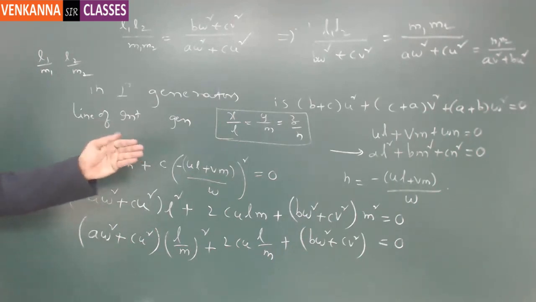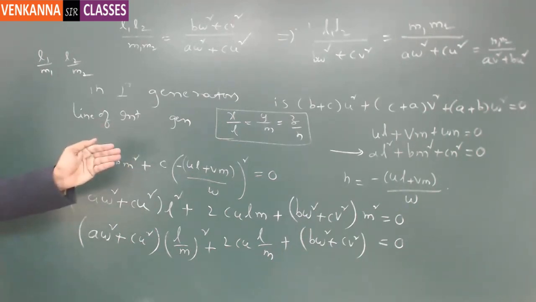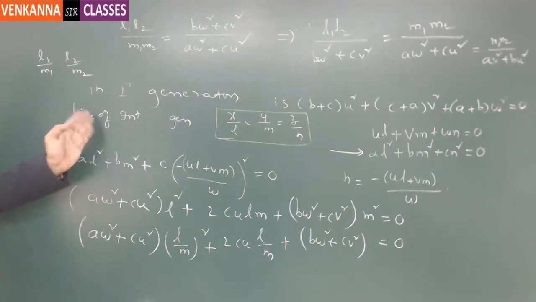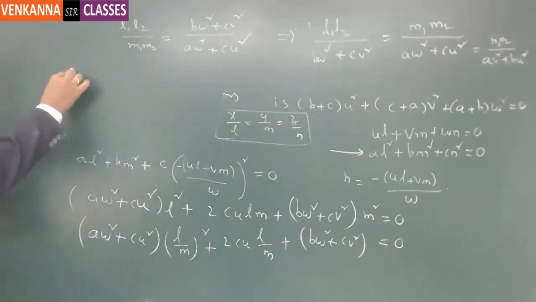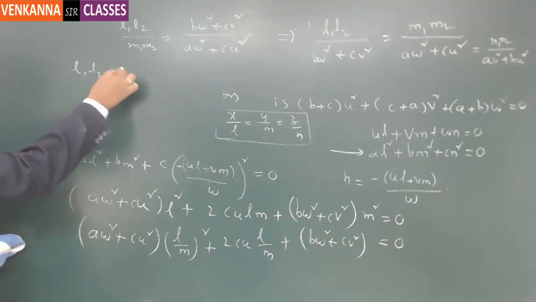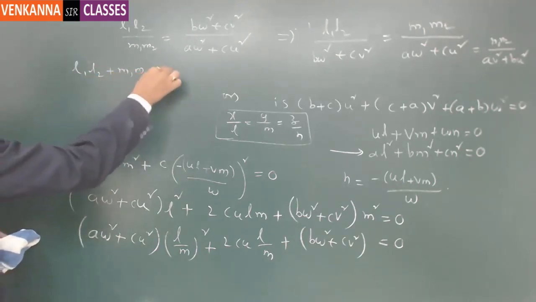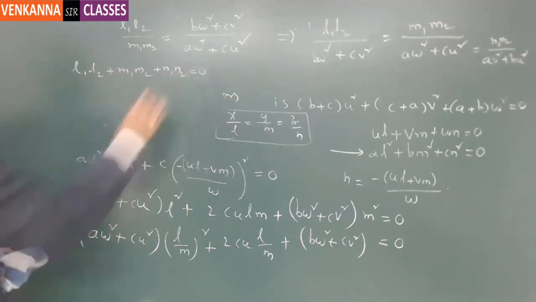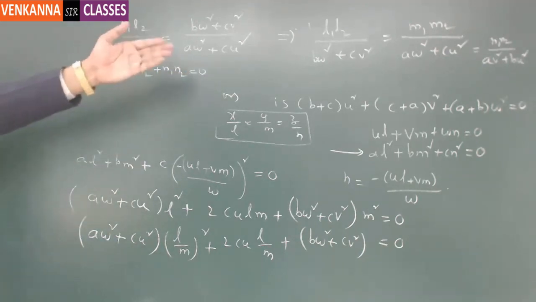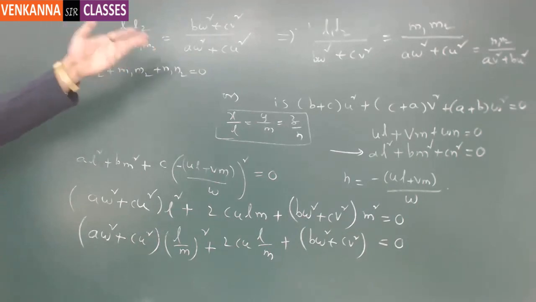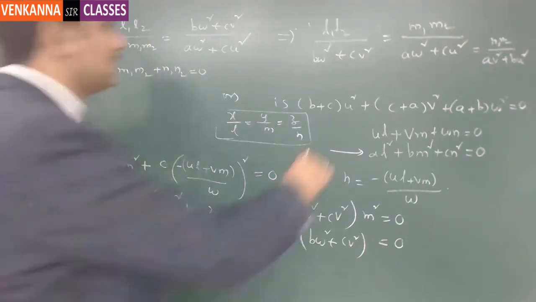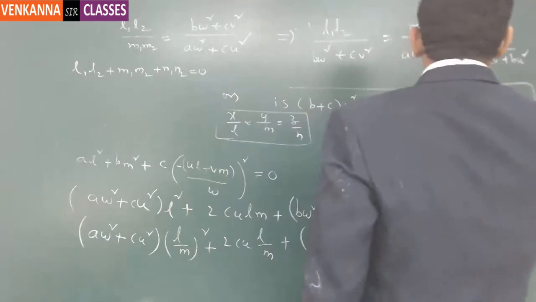The remaining procedure is very common. Since it intersects in perpendicular generators, you have the condition that L1 L2 plus M1 M2 plus N1 N2 equal to 0. So applying for the values in the denominator by taking u square, v square and w square as common, you will get this result.